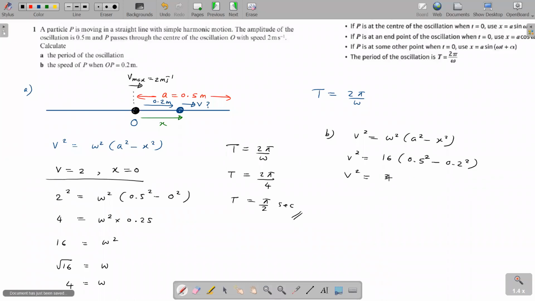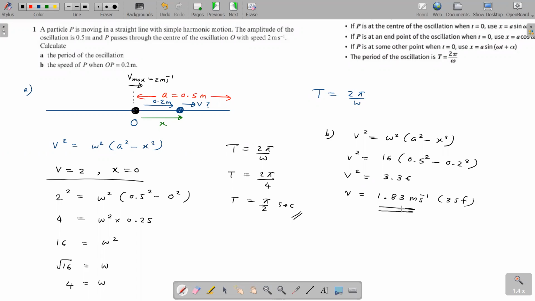So v square, when you type this in the calculator, you get 3.36. v is the root of 3.36. So what's the root of 3.36? You get a big decimal, so you can round it off: 1.83303, it goes on. So round to 3 SF, 1.83 meters per second, correct to 3 significant figures.